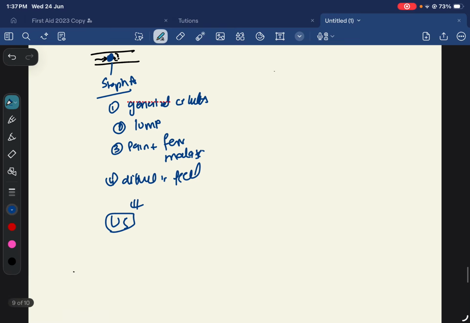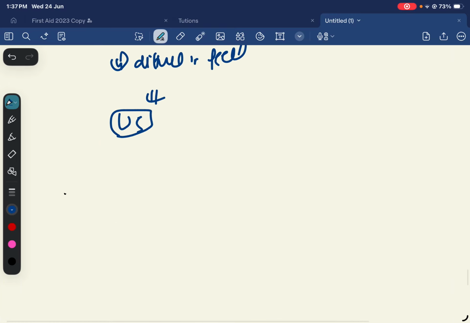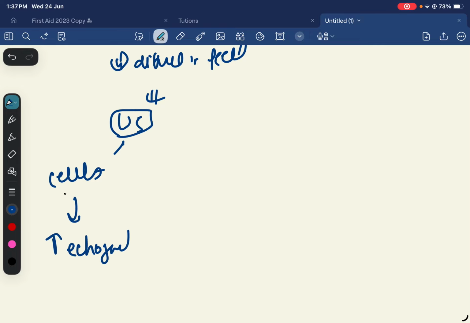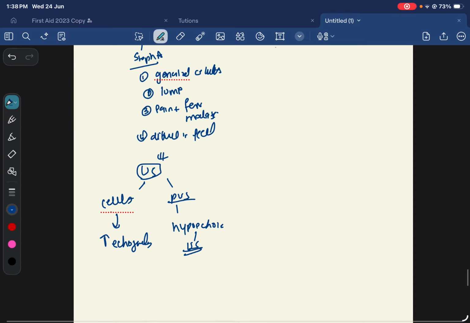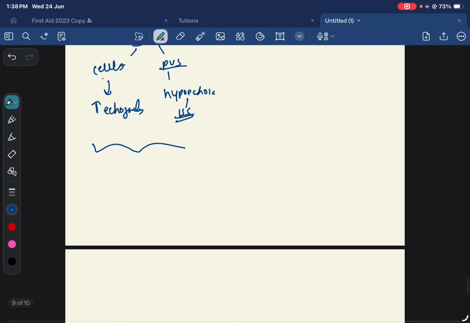On ultrasound, there are two types of things that can be seen. First of all, the cellulitis is seen as an area of increased echogenicity. And also, if there is pus present, then there's going to be a hypoechoic area that is seen within the ultrasound.